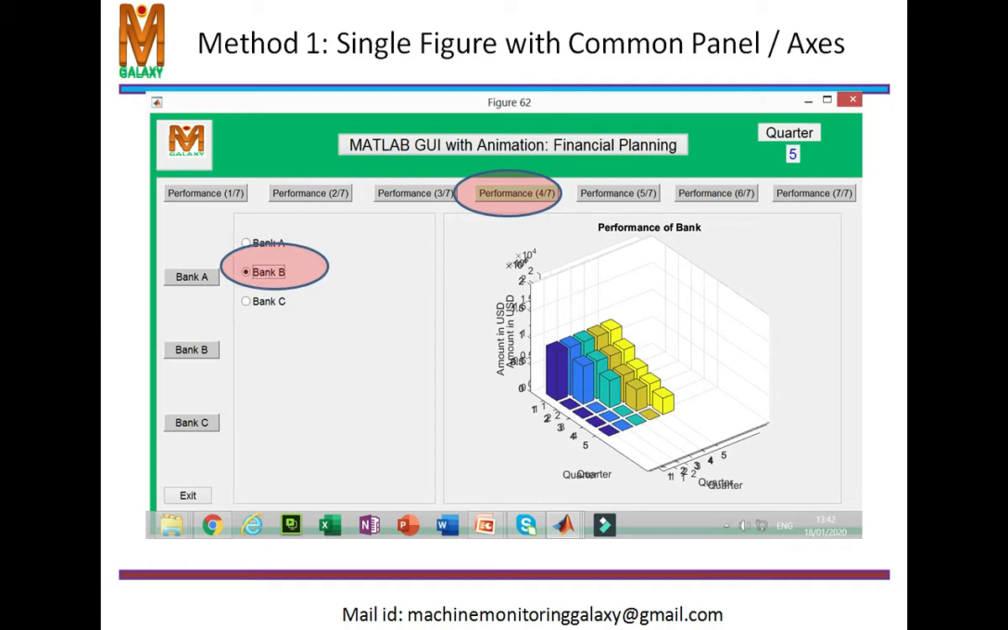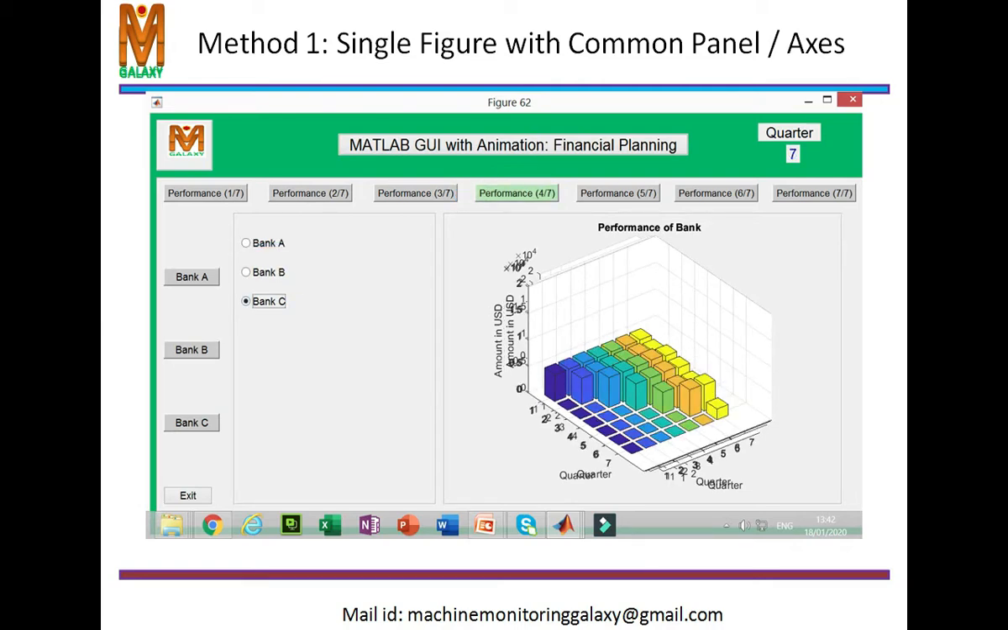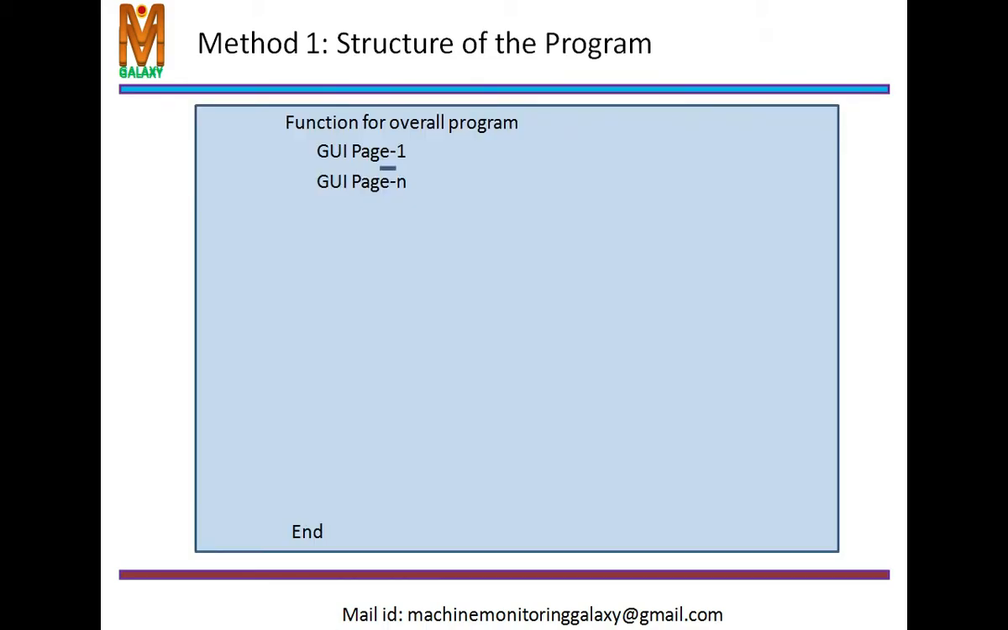Single figure, then this is bank B now selected. Now bank C will be selected in the single figure.